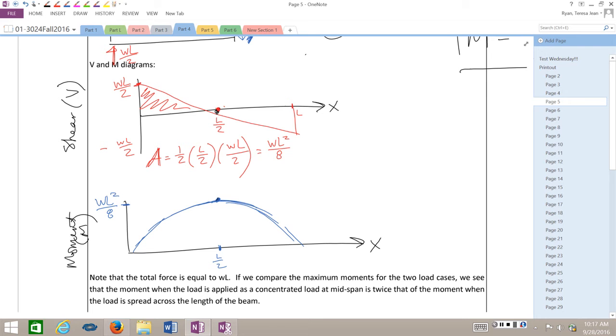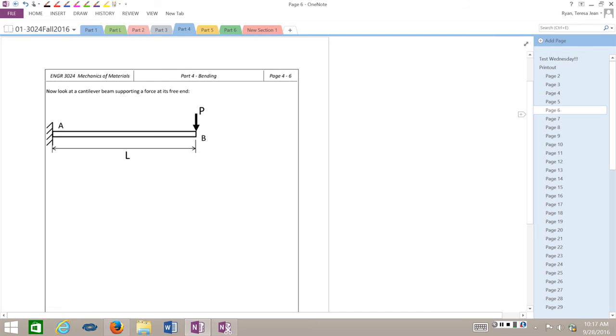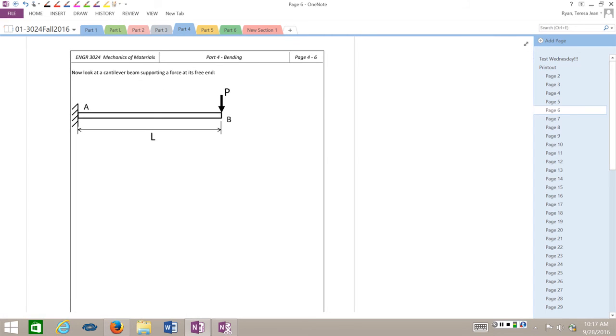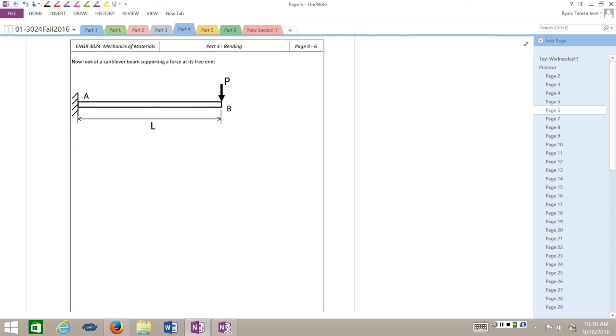Moving on. Keep it moving. Oh, what do we got here? We got a cantilever. So, what's the first step? Free body diagram. What do we know? Free body diagram of the whole thing.